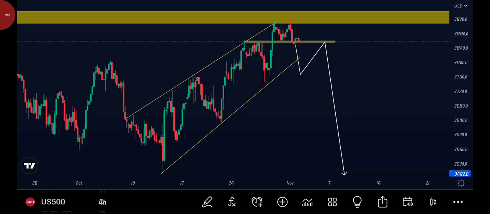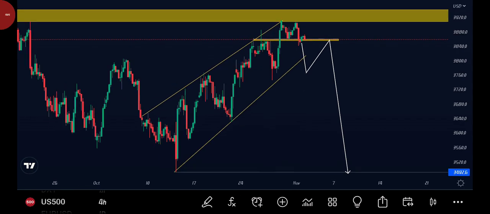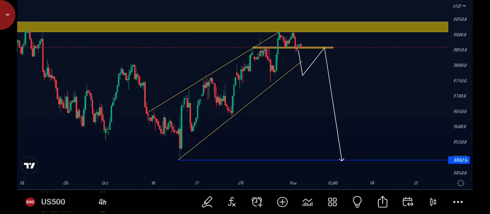So US30 and US500 and Nasdaq 100, we might have a drop. They might sell for long, because we are still in a downtrend. From daily, from the other time frames, we are still selling. So this is the first target of this pair.